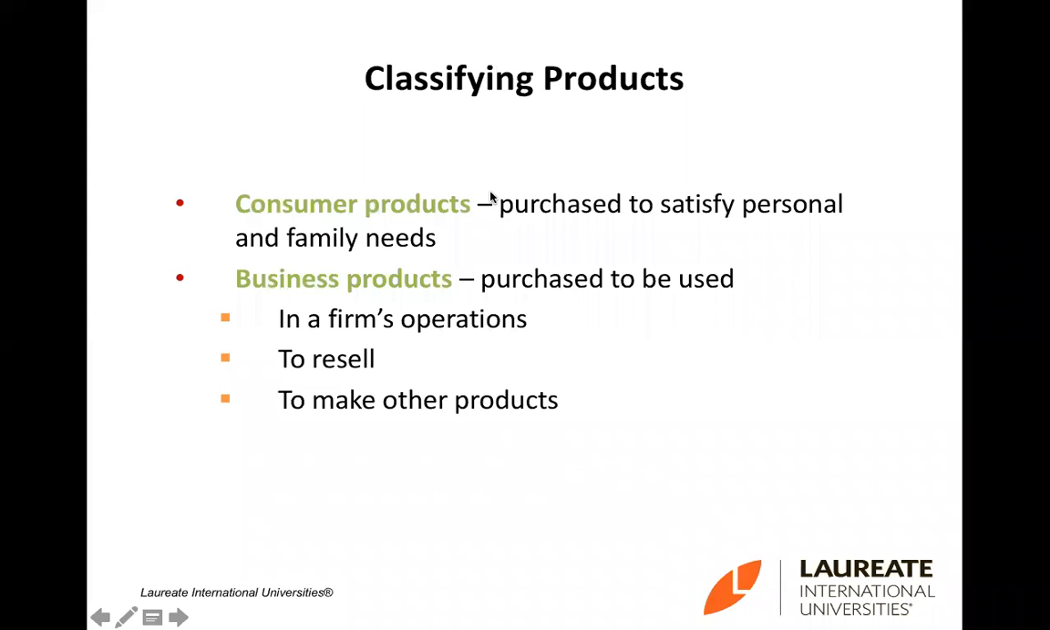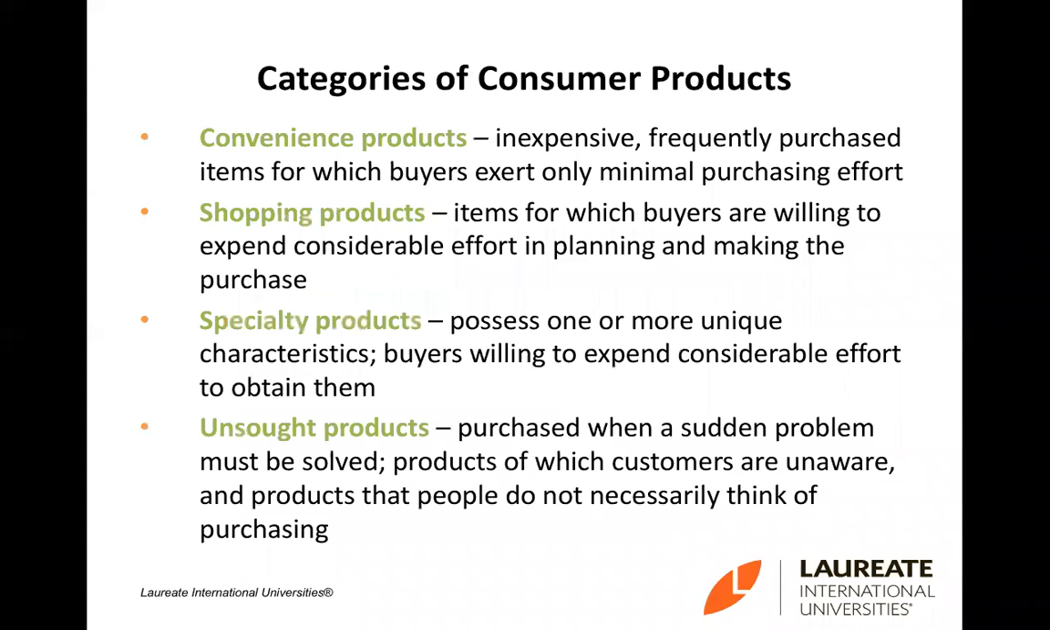Okay, the next one is product classification, whether a product falls under consumer product or business product. I guess this one is pretty straightforward. It goes back to how the product is consumed, who consumes the product. That helps us determine whether it is a consumer product or business product. Now, again, as recommended before, I would suggest that you focus on consumer products or consumer markets.